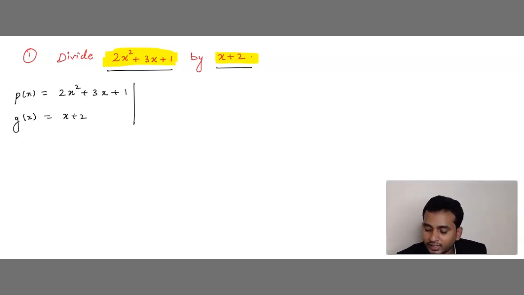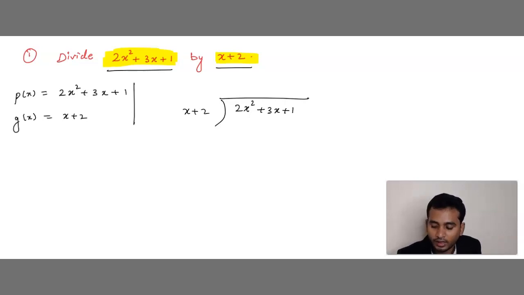First you write p of x in the center, that is 2x square plus 3x plus 1. Is this clear? Then what do we do here? Here we write the g of x value. Here we play one game. That is in, out. Can you remember that game? First is in, next is out. You should remember this.